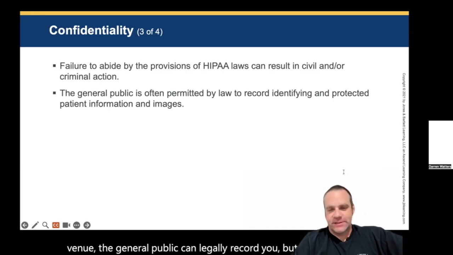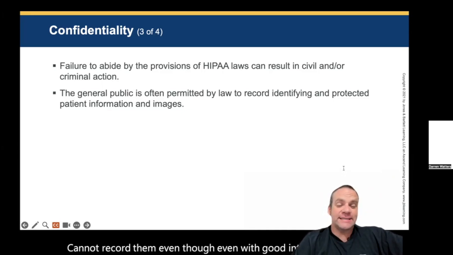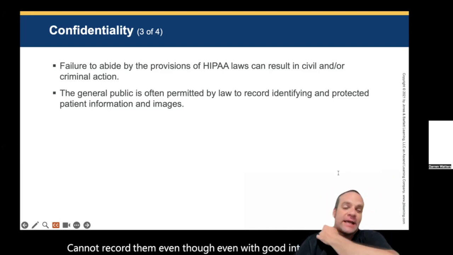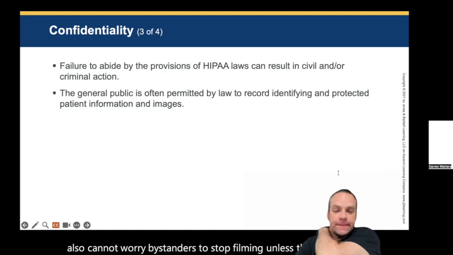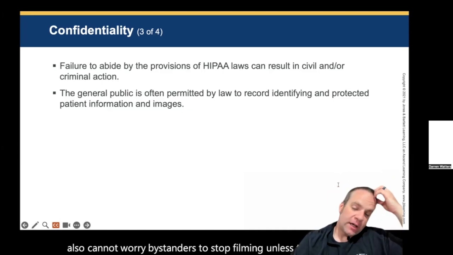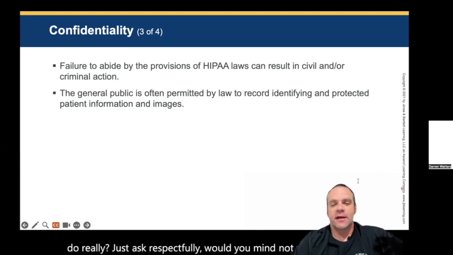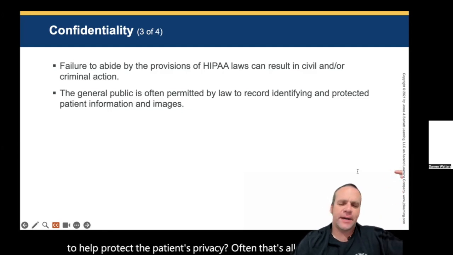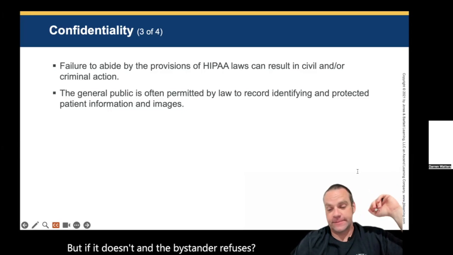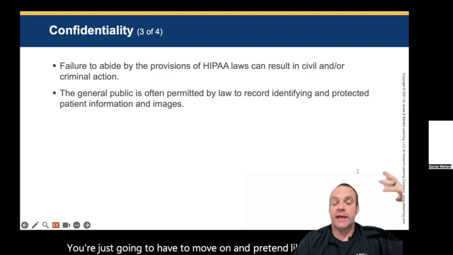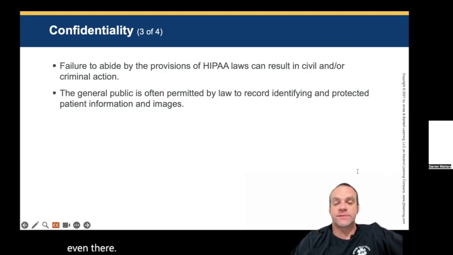Even with good intentions, you also cannot order a bystander to stop filming unless they're directly interfering with patient care or scene safety. So what should you do? Really just ask respectfully, would you mind not recording us to help protect the patient's privacy? Often that's all it takes, but if the bystander refuses, you're just going to have to move on and pretend like they're not even there. In some extreme cases, you can get law enforcement involved to help secure the scene for you.